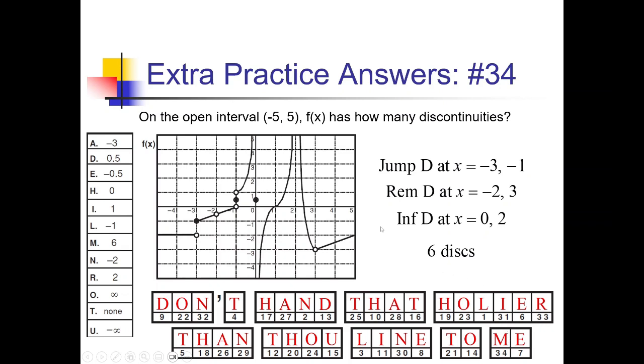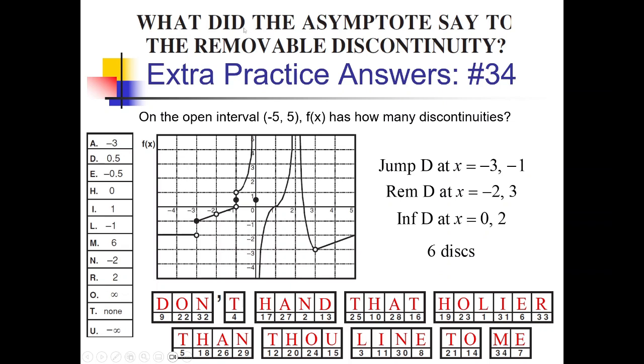So now we're ready to solve the riddle. What did the asymptote say to the removable discontinuity? Don't hand that holier-than-thou line to me. I get it.